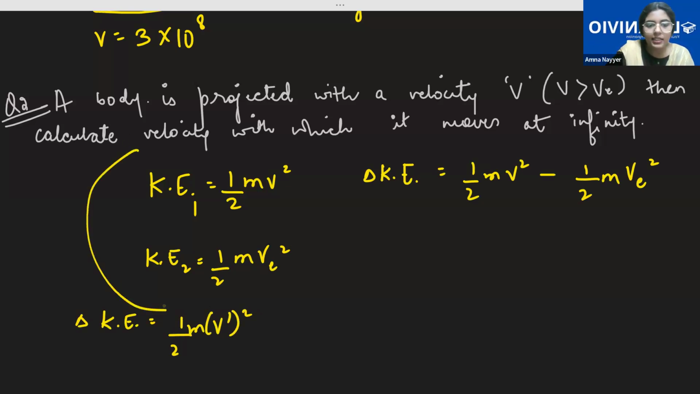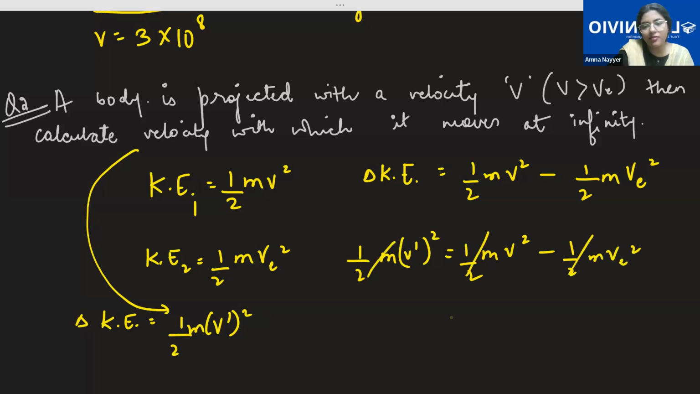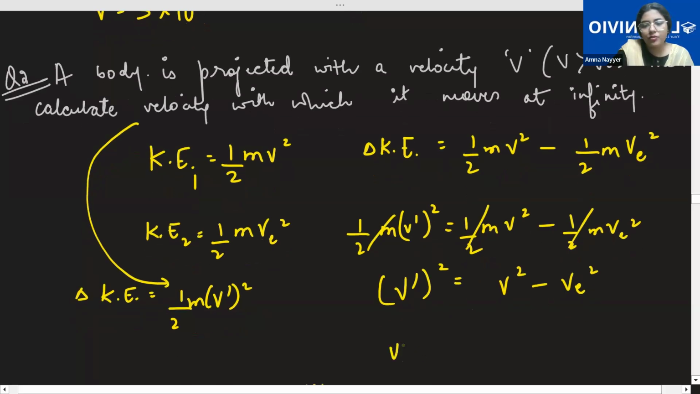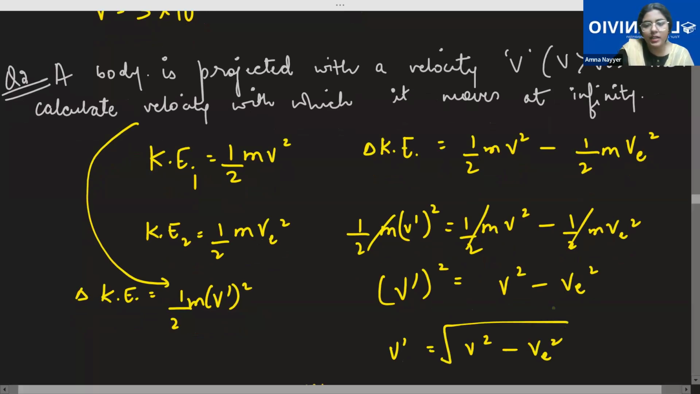V dash we have to find out. It says calculate this velocity. So let this velocity be V dash. Now put it: half mv dash square is equal to half mv square minus half mv_e square. Half m will be cancelled. V dash square is equal to v square minus v_e square. So V dash will be equal to under root v square minus v_e square.